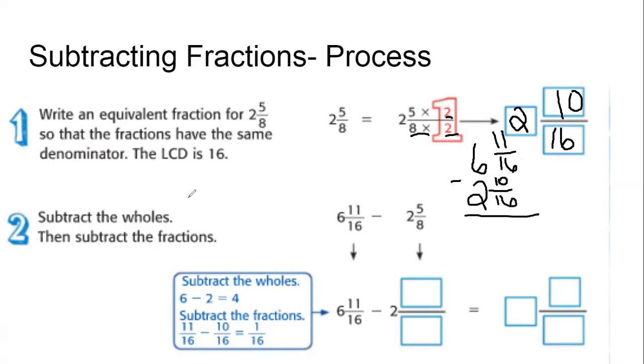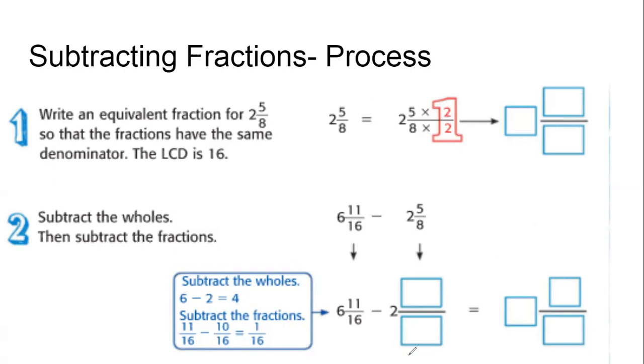Now the instructions tell you over here to subtract the whole numbers first and then the fractions. Sorry, Mrs. Kennedy doesn't do it that way. So I'm going to start with the fractions on the right side as if we were doing a whole number. 11 minus 10 is 1, and I keep my denominator the same. So now my fraction is 1/16. Whole number, 6 minus 2 is 4, so my answer is 4 and 1/16. Before we move on, I'm going to clear the screen.